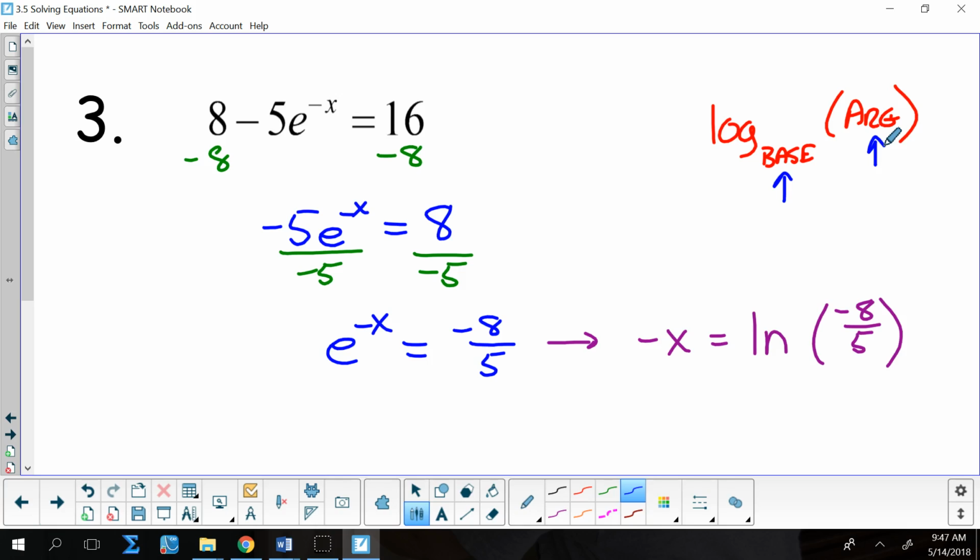Now, mathematics tells me a positive times a positive times a positive times a positive, however many times, is always going to be positive. So this is not possible. So there is no solution to this one.